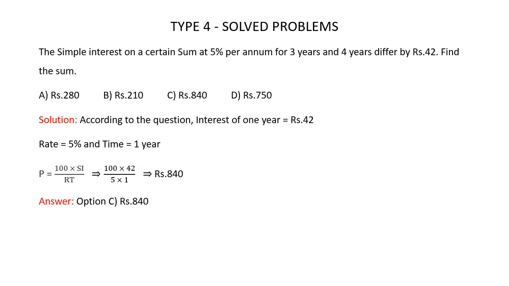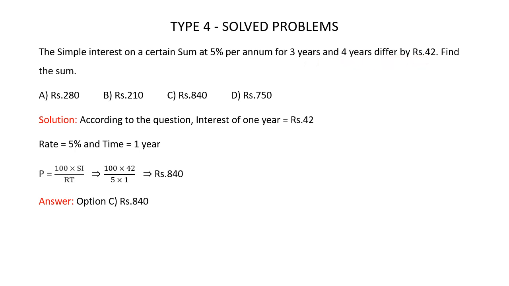The simple interest on a certain sum at 5% per annum for 3 years and 4 years differ by rupees 42. Find the sum. Here you are given 4 options and you have to find out which of these options is the correct one. So as you can see here, the difference in the simple interest is given here in this question. Now here it's given that the simple interest on a certain sum at 5% per annum for 3 years and 4 years differ by rupees 42.